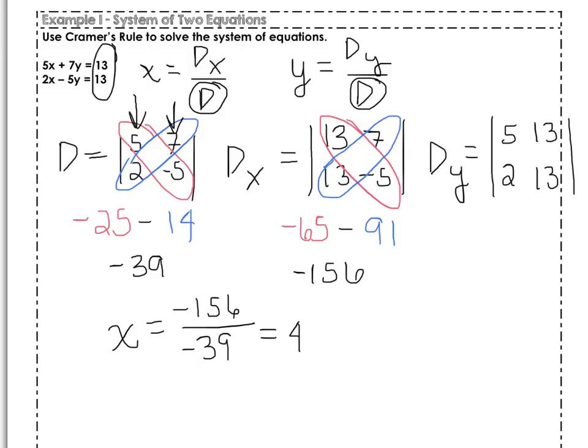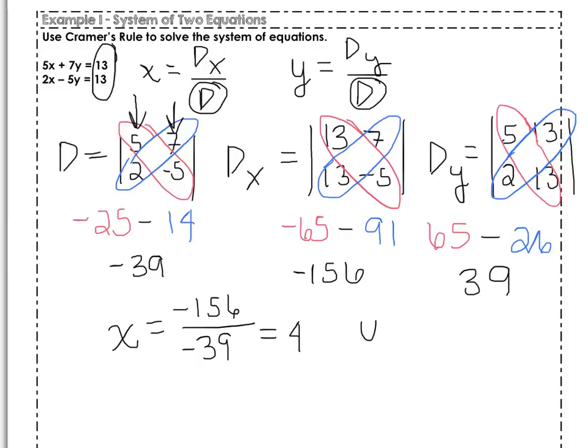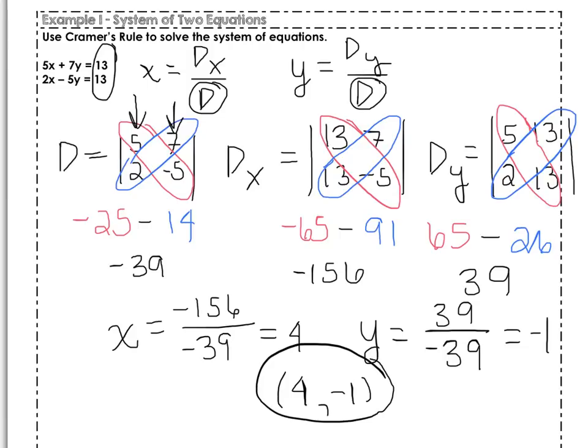Rinse, repeat, down minus up. 5 times 13, that's 5 times 10 and 5 times 3. That's going to get me 65. Then we're going to do the upward diagonal. 2 times 13 gets me 26. Down minus up, so 65 minus 26 gets me 39. So y equals 39 divided by negative 39, which is simply equal to negative 1. Let's put our solution in our ordered pair, 4, negative 1. And here's our solution to the system using Cramer's rule.